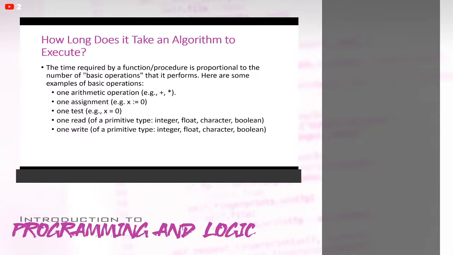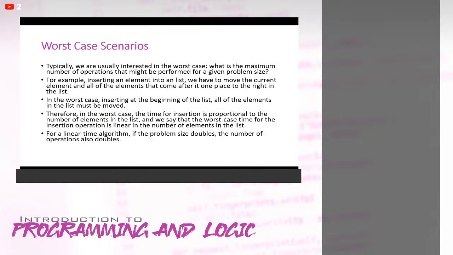And so one of the first things that we want to do when we're approaching the complexity of our algorithm is assume the worst. A worst case scenario. So when we're doing any kind of calculations for complexity, big O or what have you, we're always going to think about the worst possible case. What is the maximum number of operations that might be performed for a given problem size?